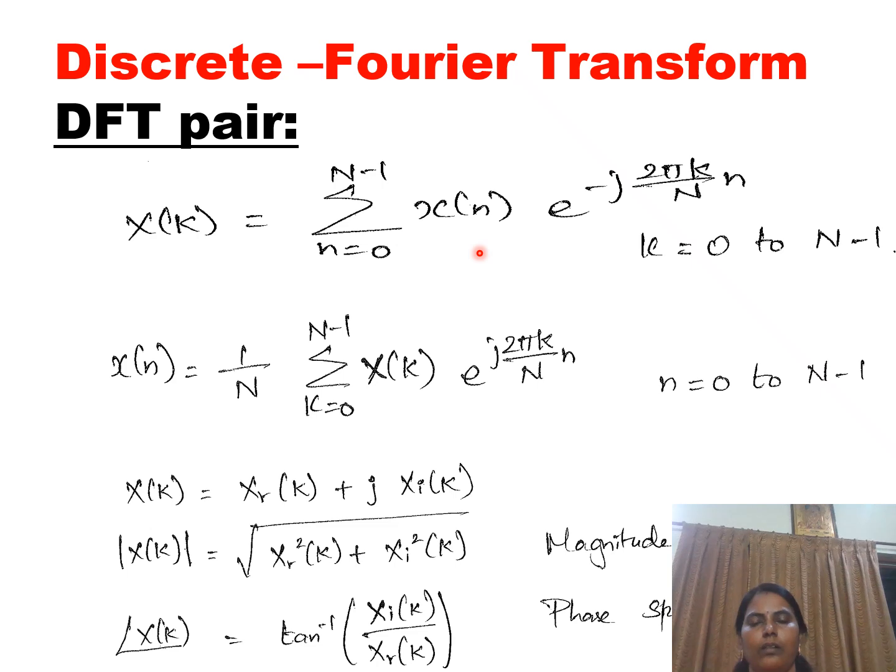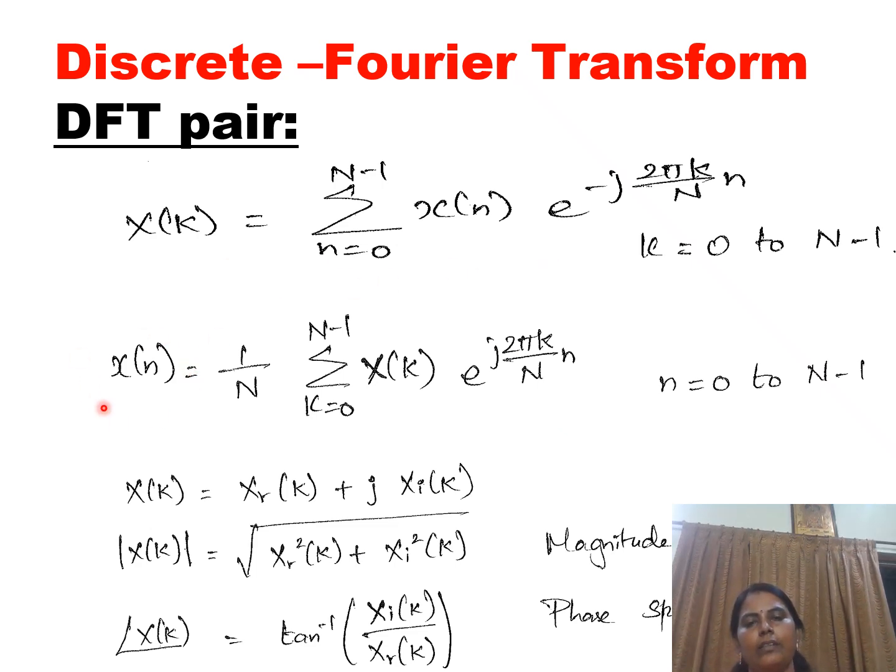Once we get the DTFT, the data will be processed and then finally it has to be converted into time domain detail. The inverse DTFT formula is x of n equals 1 by N summation k varies from 0 to N minus 1, X of k into e to the power plus j 2 pi by N into kn. So this is for inverse DTFT and this is for DTFT.